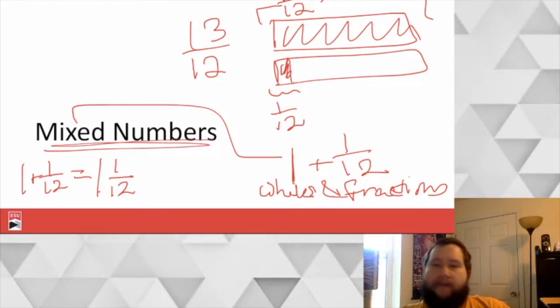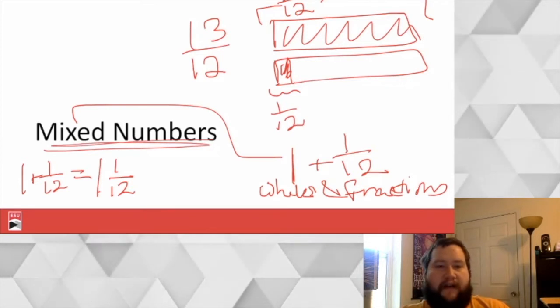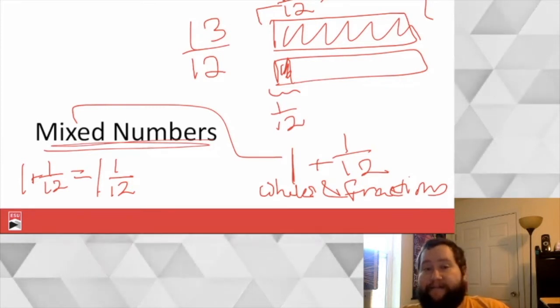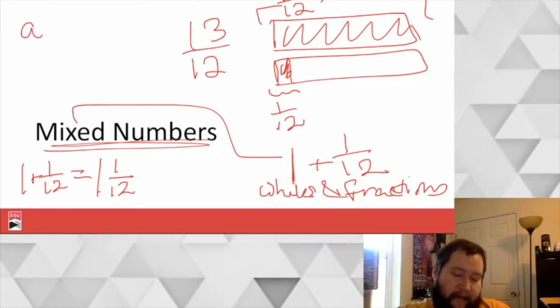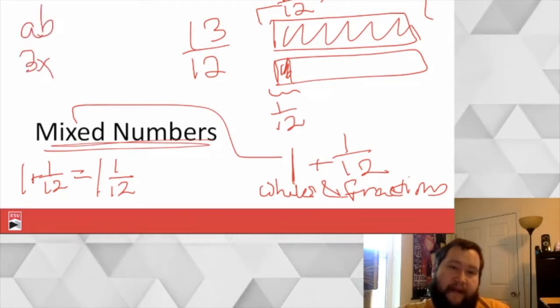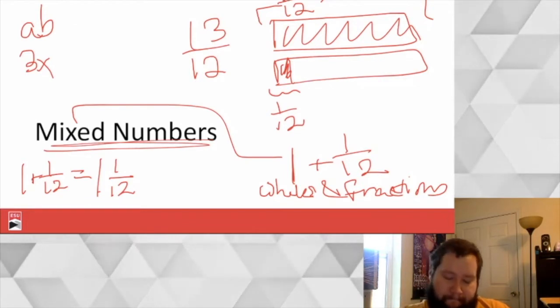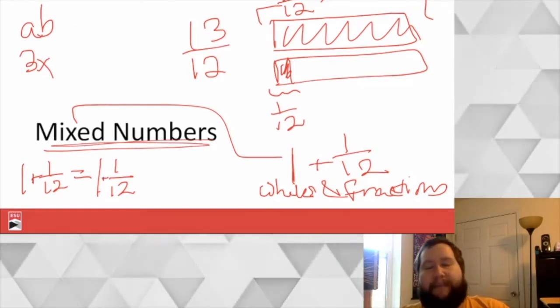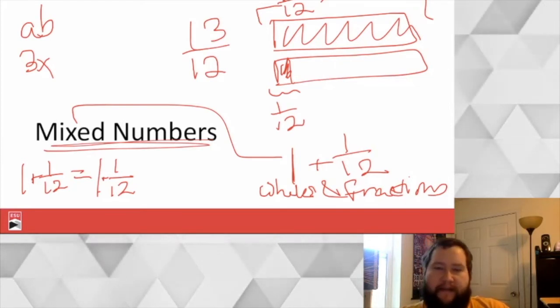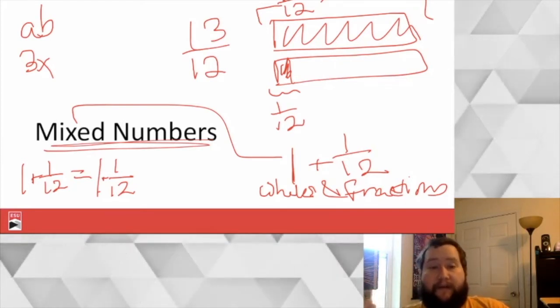And there are pros and cons to this notation. Pros, it saves us writing the plus. The con is, if I write, say, AB or 3x, adjacent means multiply. But here, adjacent means add. And so that's maybe one problematic thing about mixed numbers, or something we particularly have to reinforce.